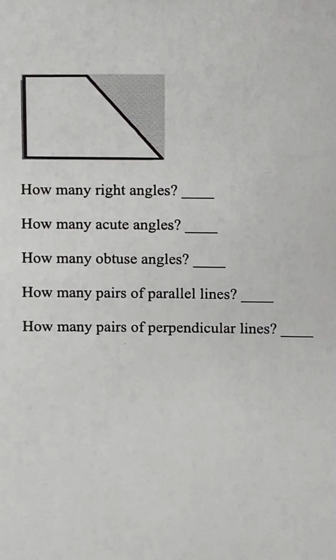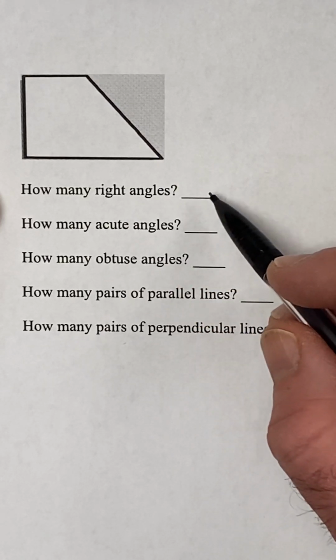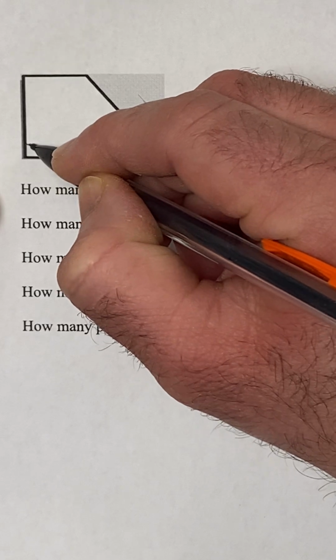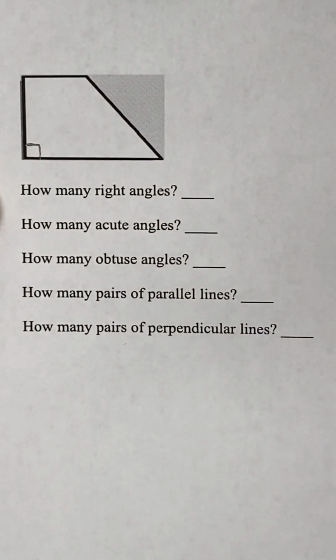We are going to look at how to identify right angles, acute angles, and obtuse angles in quadrilaterals, and how many pairs of parallel and perpendicular lines. So let's start with how many right angles. A right angle is a 90-degree angle. And we can look here and see that we have one right angle.